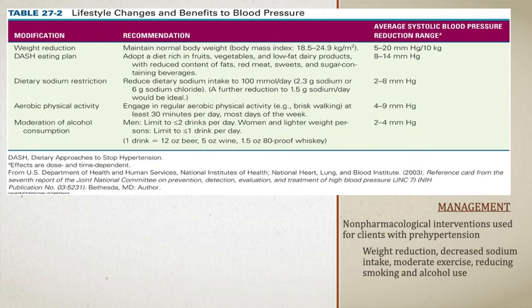So management of high blood pressure consists of both non-pharmacological and pharmacological interventions. The non-pharmacological ones, which you would instruct the client in with pre-hypertension, are such as weight reduction, decreased sodium intake, moderate exercise, stop smoking and alcohol use. So lifestyle changes are really beneficial in the management, especially the non-pharmacological management that you would do for a client with that pre-hypertension.